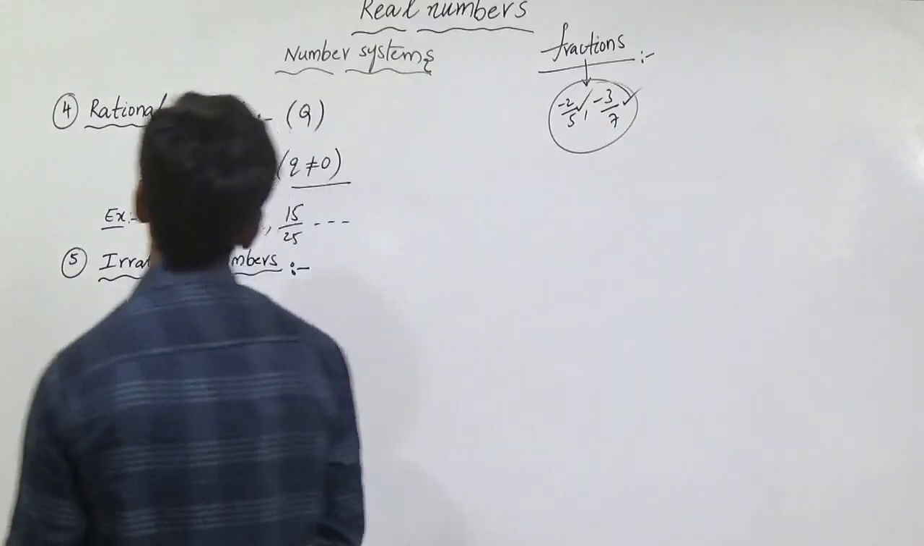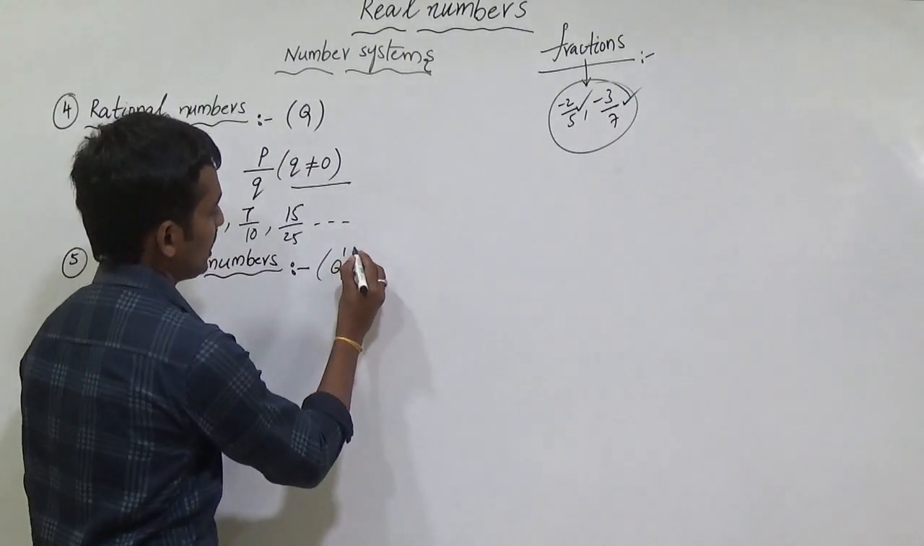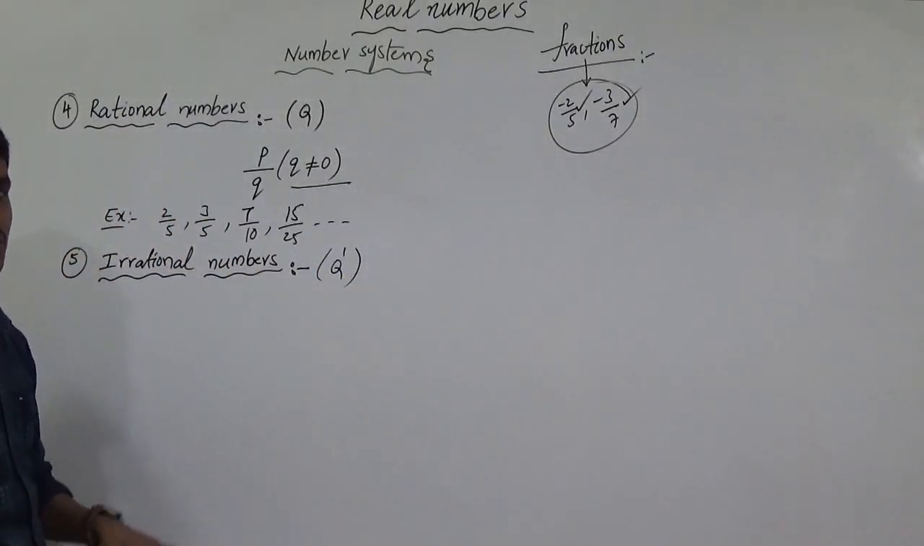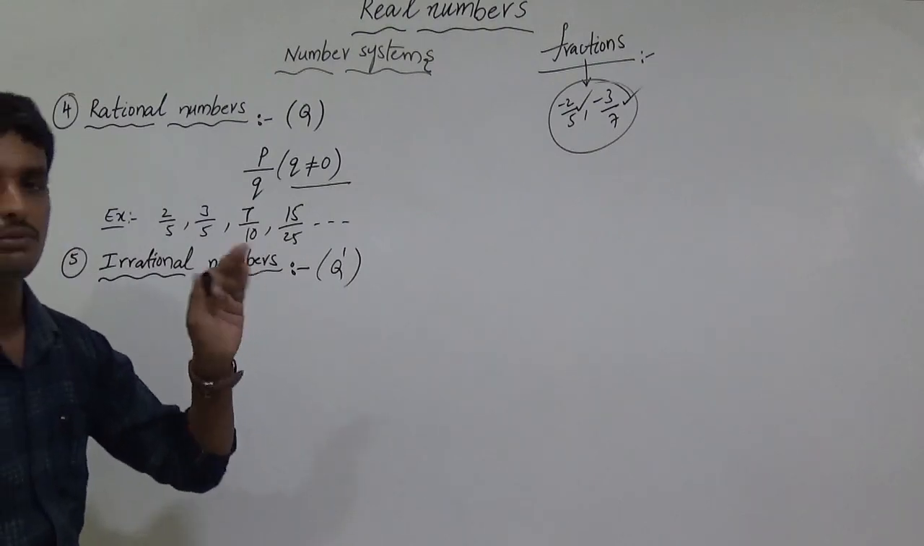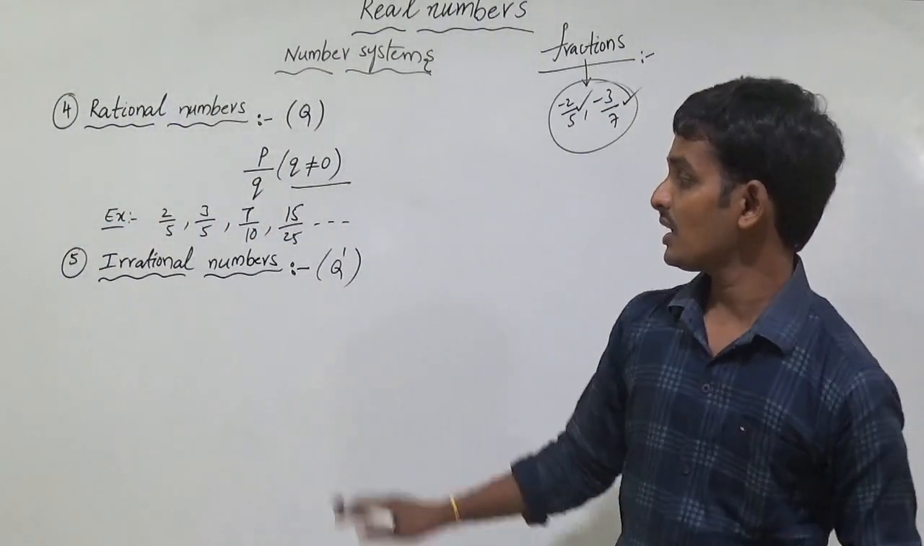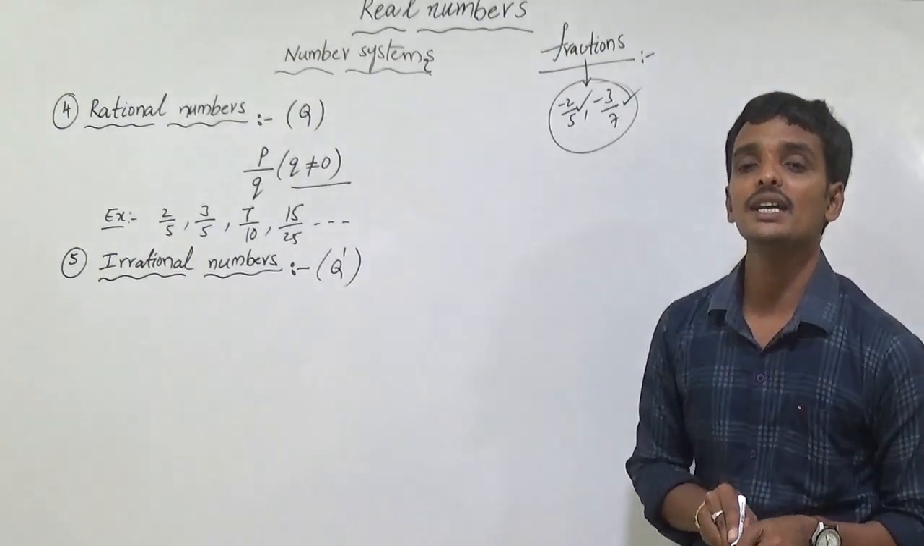The symbol for rational is Q. The symbol for irrational is Q dash. How can we read Q dash? Q dash means those which are not Q. The numbers which are not rational are irrational numbers.